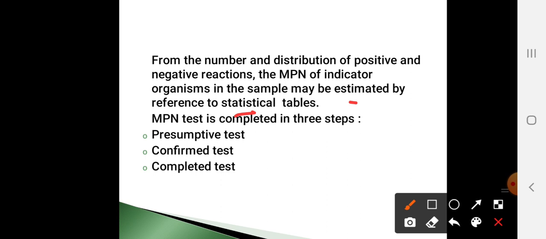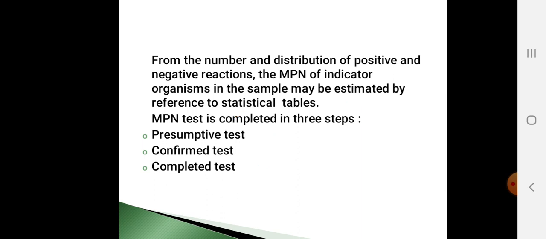How widely the organisms are spread can be estimated by three types of tests: the presumptive test, the confirmed test and the completed test. These three tests are performed to identify the bacteria or microorganisms present in the water sample.